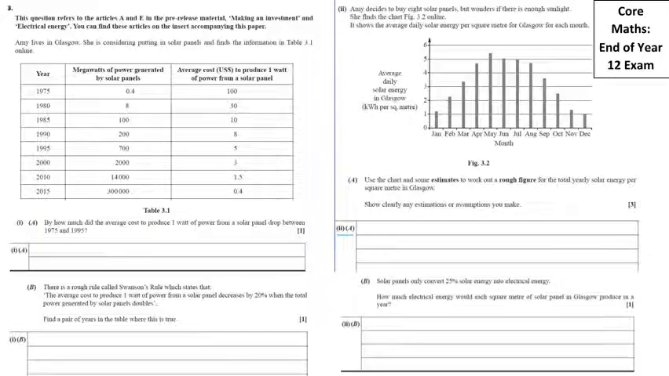We had to find out by how much the average cost to produce 1 watt of power from a solar panel dropped between 1975 and 1995. So it's just reading from the table and taking that away, just $95.